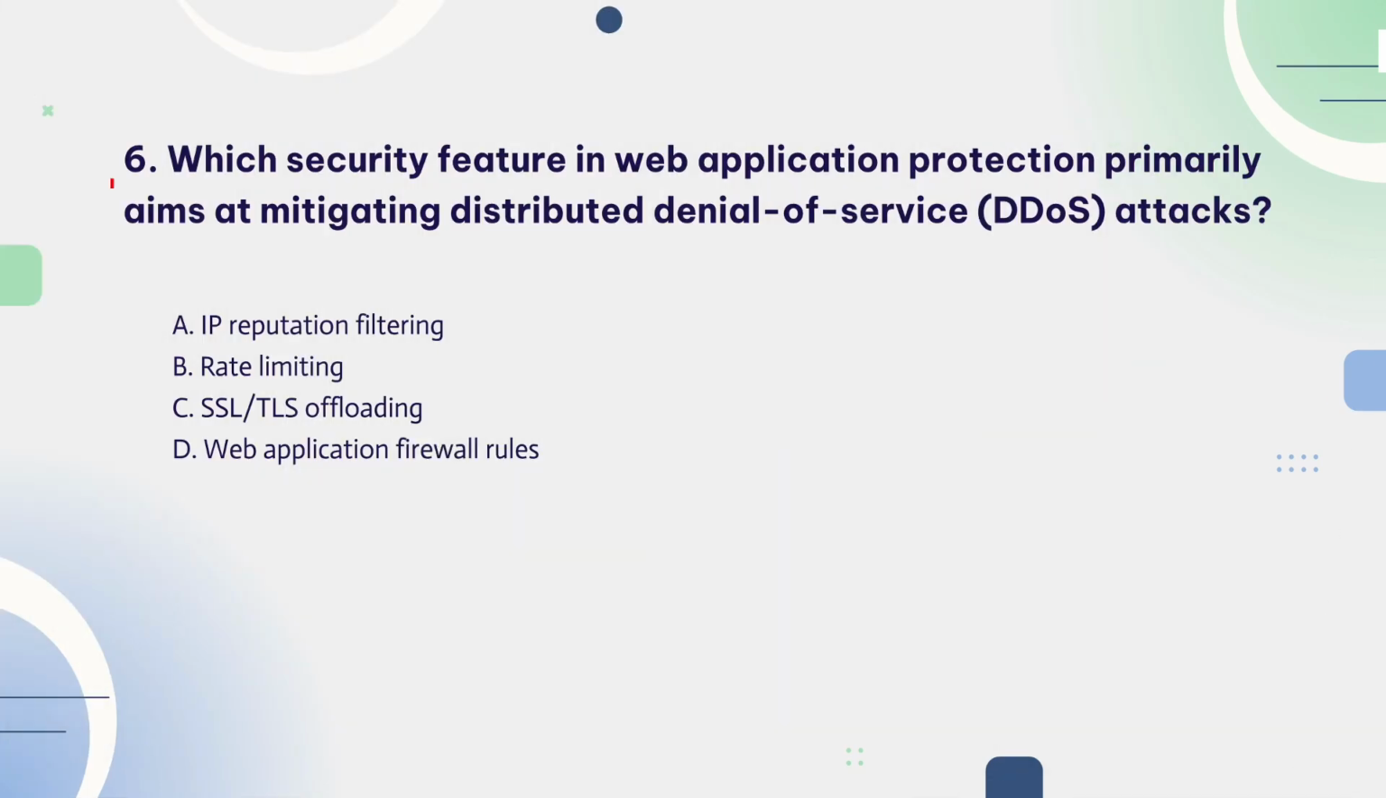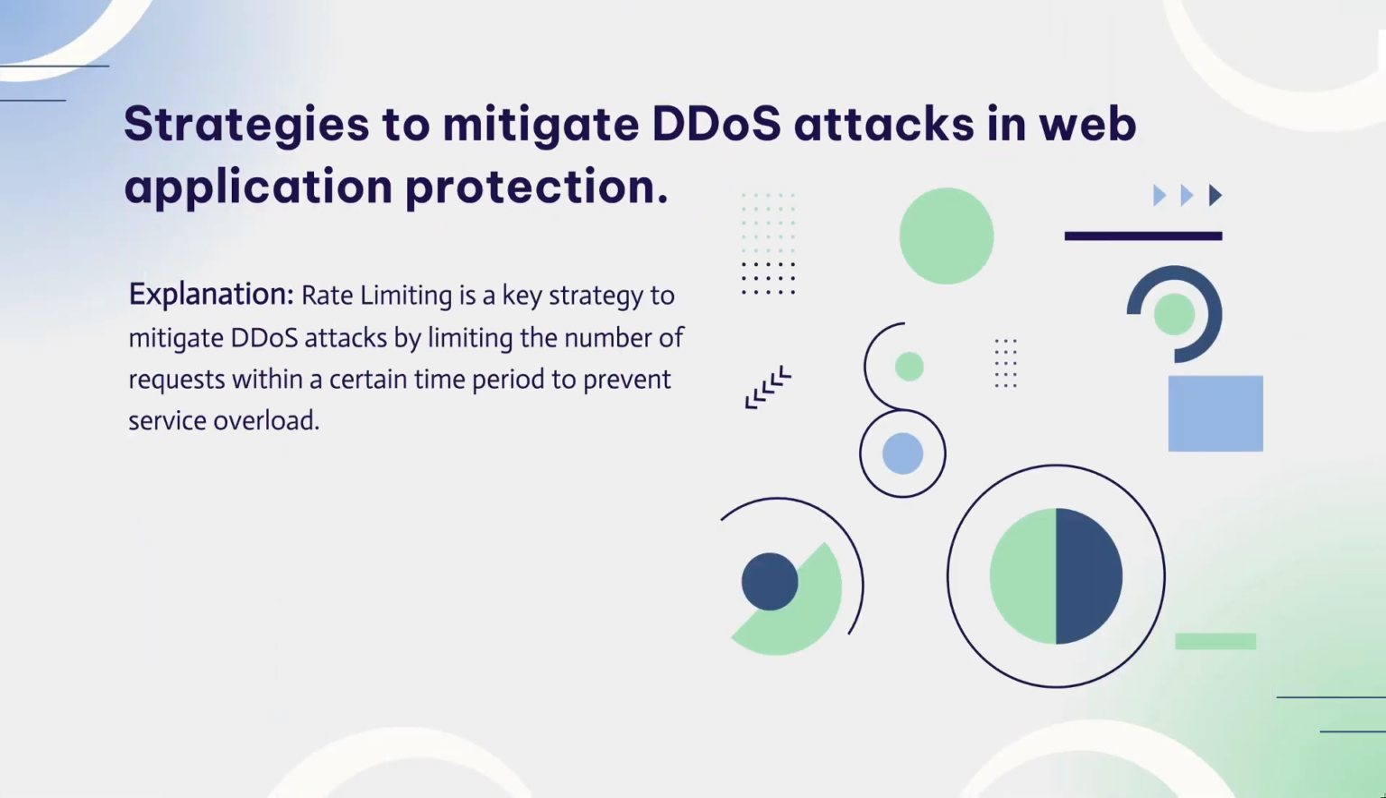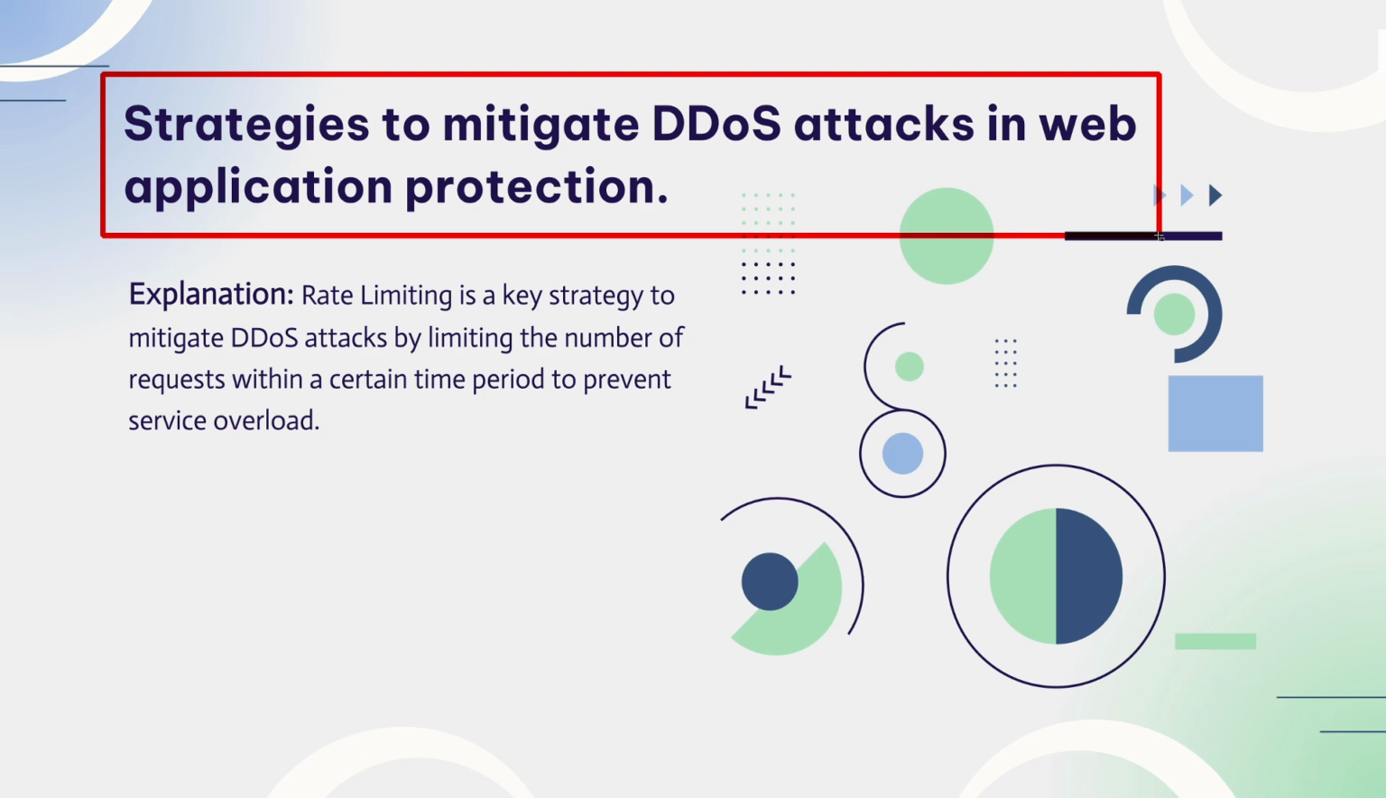Question 6. Which security feature in web application protection primarily aims at mitigating distributed denial of service attacks? This question tests DDoS attack mitigation. The knowledge points of this question are: strategies to reduce the impact of DDoS attacks.